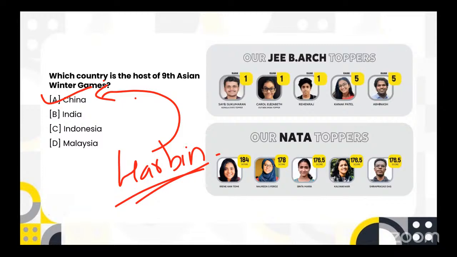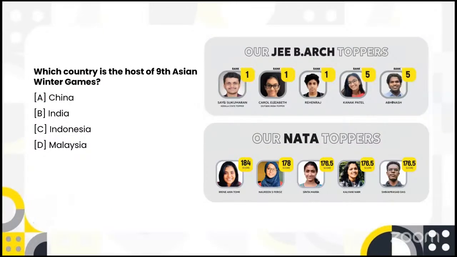In the Asian Winter Games, it won't be like the normal games, like the Paris Olympics, which have javelin throw and all those things. Here there will be skiing, skating, long track skating, and short track skating. All right, that is regarding the ninth Asian Winter Games. Moving on to the next question.